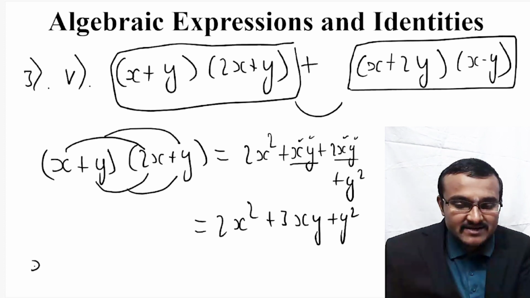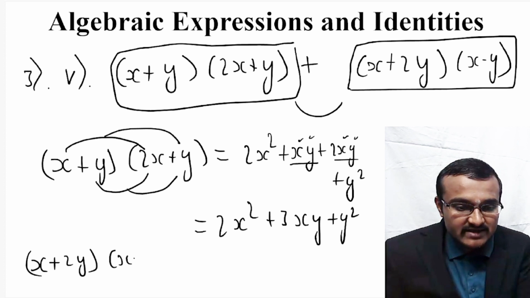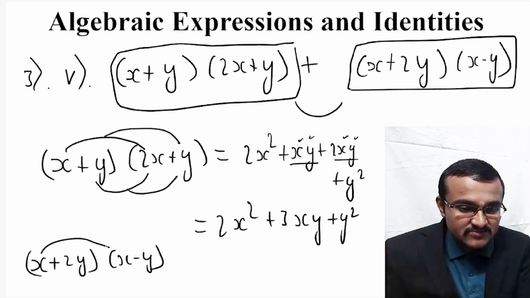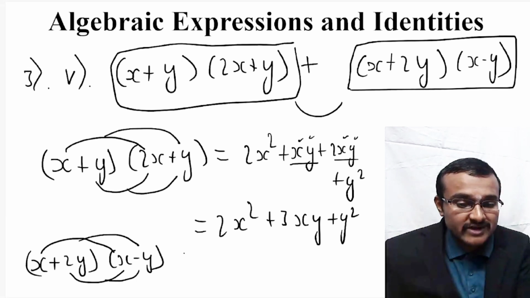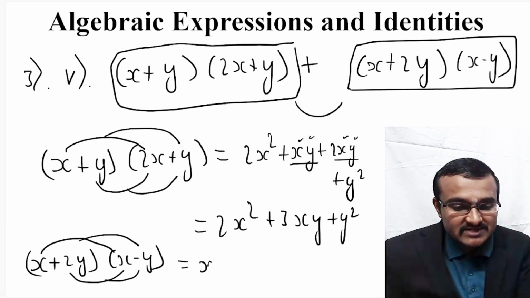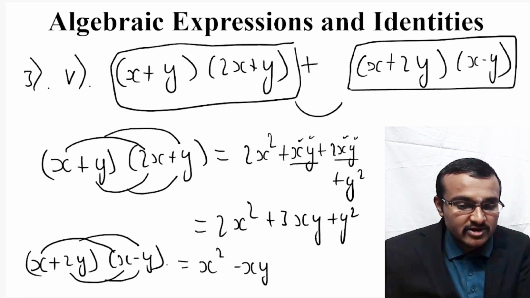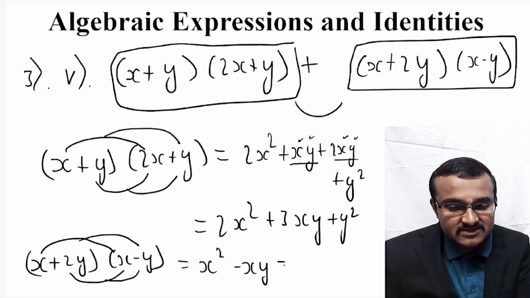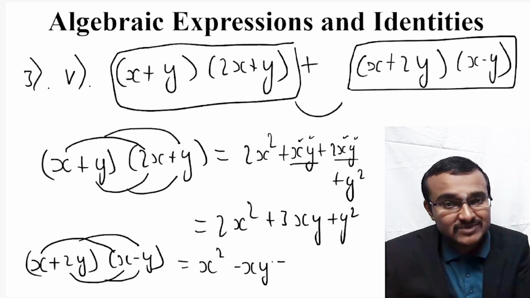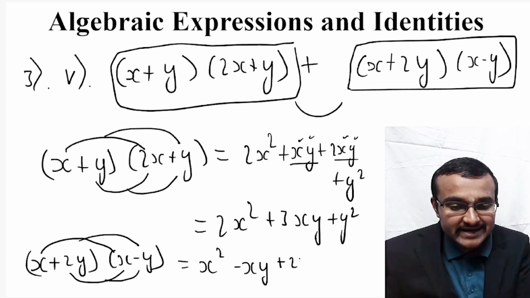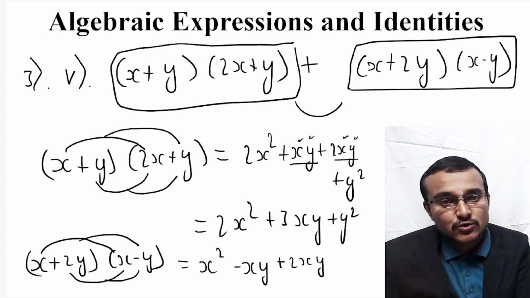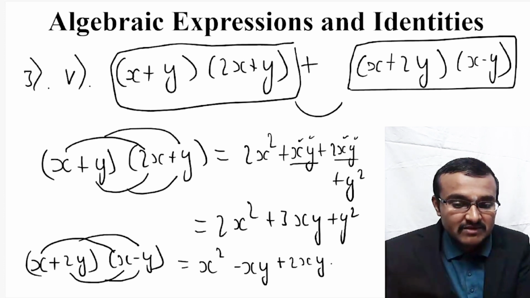When you solve the second term, you have x plus 2y into x minus y. Here also you should multiply x with x and x with minus y, 2y with x and 2y with minus y. So when you multiply x with x, it will be x square. When you multiply x with minus y, it will be minus xy. When you multiply 2y with x, it will be plus 2xy. When you multiply 2y with minus y, it will be minus 2y square.